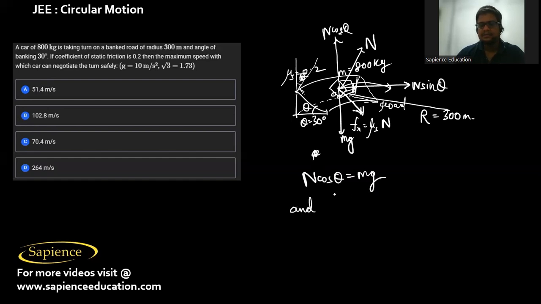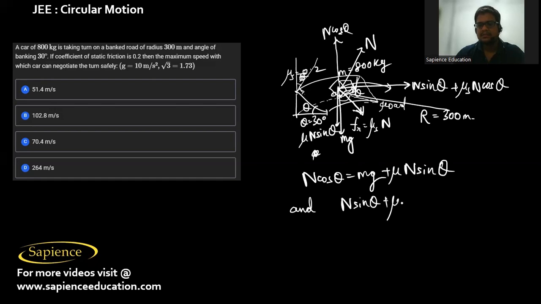Sorry, this is friction. And friction also this way, this will be 90 minus theta. So this will be angle theta only. So this will be plus mu s N into cos theta. And this way it will be mu s N into sin theta. So N cos theta will be equal to mg plus mu N sin theta. And N sin theta plus mu s N cos theta will be equal to mv square by r. So this v we have to find out.